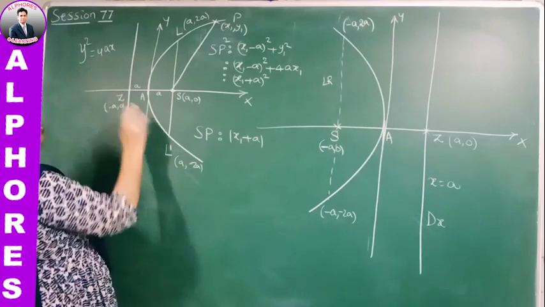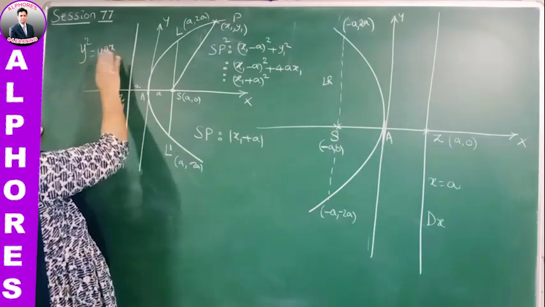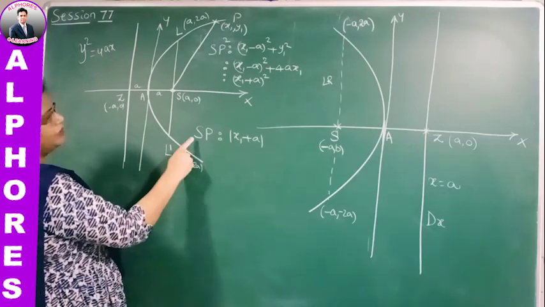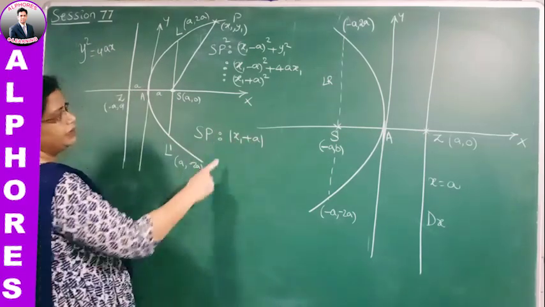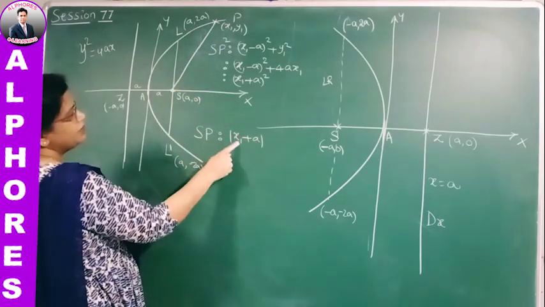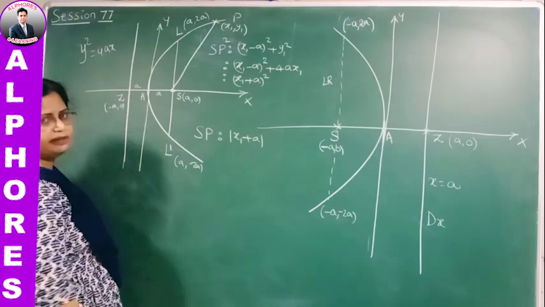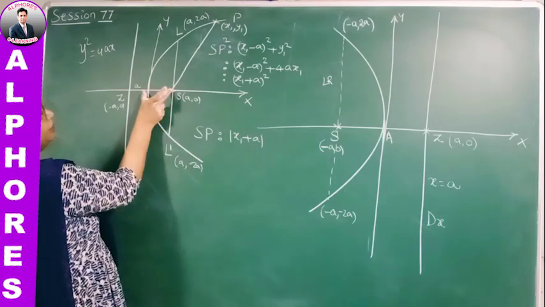So whatever formula I am writing now is meant for the standard form y square equals 4ax. The focal distance for the standard form is x1 plus a, where x1 comma y1 is any point on the curve. That means x1 is the abscissa of P, and a is the standard value, the distance between S and A.